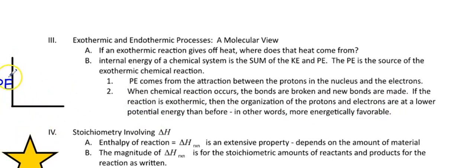So look at this diagram over here. If you can't see it, there's a PE here for potential energy, okay? So let's kind of recreate this. If the reaction is exothermic, then the organization of the protons and electrons is at a lower potential energy than before. So if I start up here, this is where I begin, okay? I'm going to increase the energy momentarily. Why? Because I'm breaking bonds. Breaking bonds always requires energy. But then when the new bonds are being formed, look at that. I end up at a lower place than where I started.